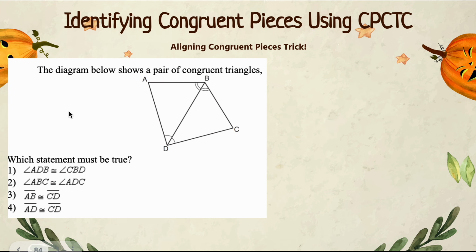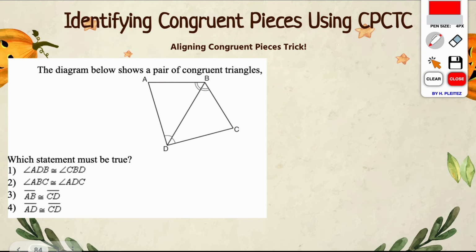All right, one more example like this. It says the diagram below shows a pair of congruent triangles, right? Which statement must be true? So again, I'm starting just by redrawing one of the triangles in the orientation it's already in. So I'm going to take triangle ABD, and I'm going to carry my labels over.